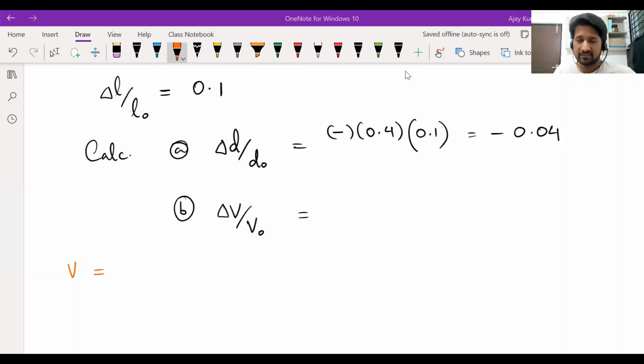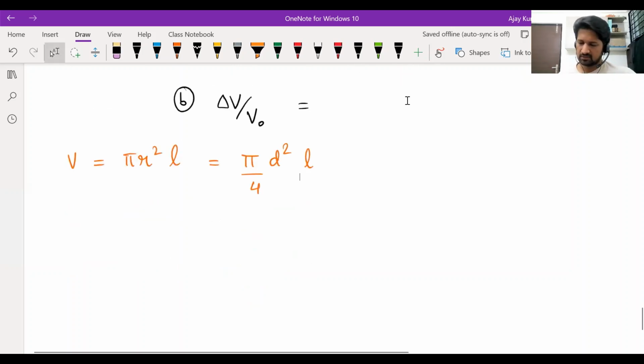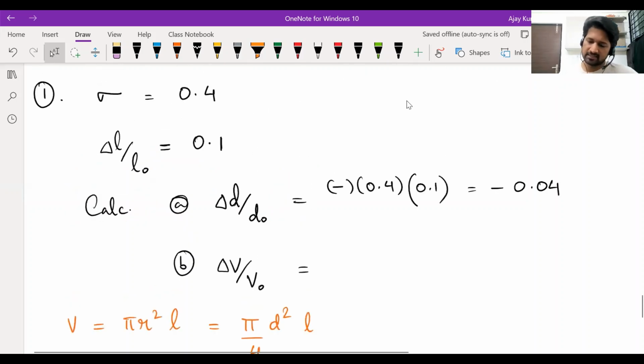Cylinder, right? It's pi r square L, correct. Okay. So pi r square L. You can also write it as, see, radius is half of diameter. So this becomes pi D square by 4 into L. That's all. Now you need the relative change in volume. What do you know? The relative change in length is given to you already. And the relative change in diameter you found out.